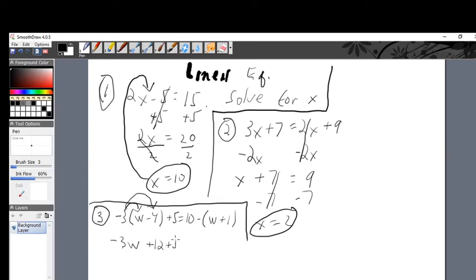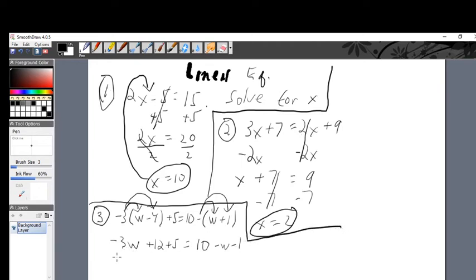Plus 5. Okay, while I'm there, might as well take care of the right-hand side too. This minus is operating on the parentheses. It's going to switch all the signs in the parentheses. Well, both are positive, so both now turn into negative. This turns into negative w, and this plus 1 turns into negative 1. Right? Again, let me cordon that off.